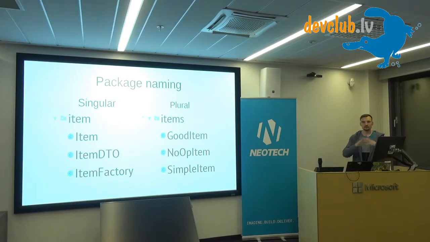So basically, when you have everything related to one thing, that would be like item DTO, item factory, whatever. On the other hand, you would use plural when you have a lot of similarly typed items, or a lot of different variants of the same item. So like good item, no op item, simple item. Those are all items. Those are not all item related. Those are all items, and so they will be package items. That's something I think is pretty straightforward and doesn't cause any debate.